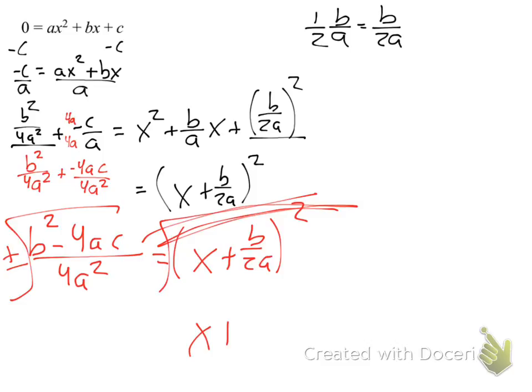So I have x plus b over 2a equals a square root of a fraction. Wait a minute, how do you square root fractions? I square root the top, I square root the bottom. The top, guys, does not look very nice at all, so I'm going to leave it as plus or minus. The plus or minus goes to the top. I'll take it to the top. Square root of b squared minus 4ac all over. The bottom can be simplified. The square root of 4a squared is 2a.